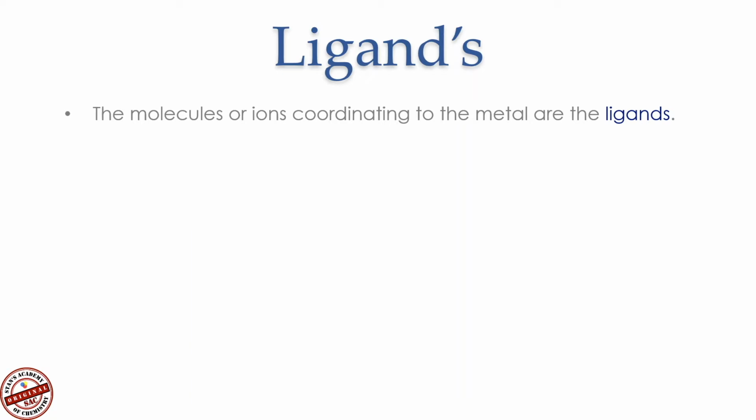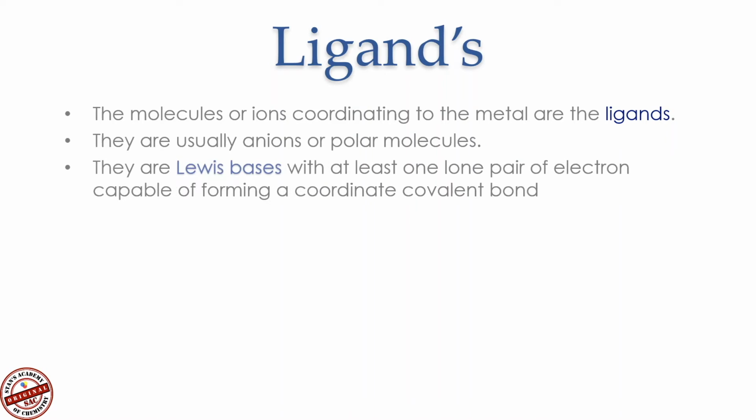The molecules or ions coordinating to the metal are usually called ligands. They could be anions, or they could be molecules or polar molecules. They are generally Lewis bases. By definition, Lewis bases are electron-rich molecules, and Lewis acids are electron-deficient molecules. So the central metal ion usually has empty d orbitals, which are made available for coordination with the lone pairs present on the Lewis bases. That's how the bonding takes place here.